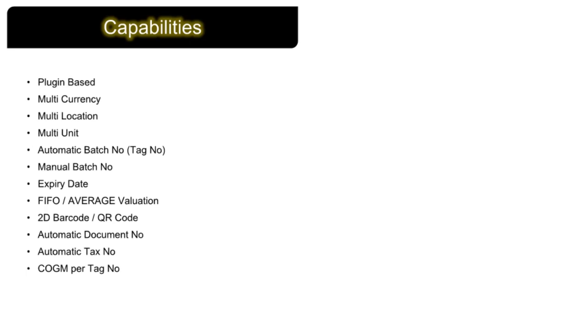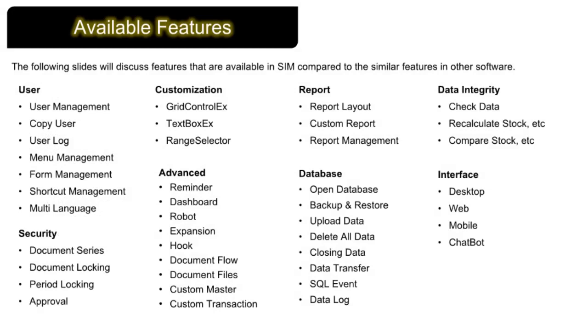If you need to use barcode, then SIM supports both 2D barcode and QR code. SIM uses an automatic document numbering system. This includes automatic taxation number. Since SIM has automatic batch no, its stock valuation can be tracked per tag no. These are the list of available features in SIM. It has sections about user, security, customization, report, data integrity, database, advanced, as well as interface.